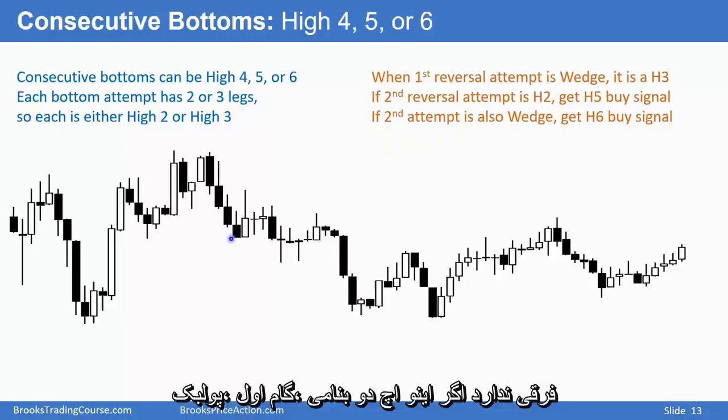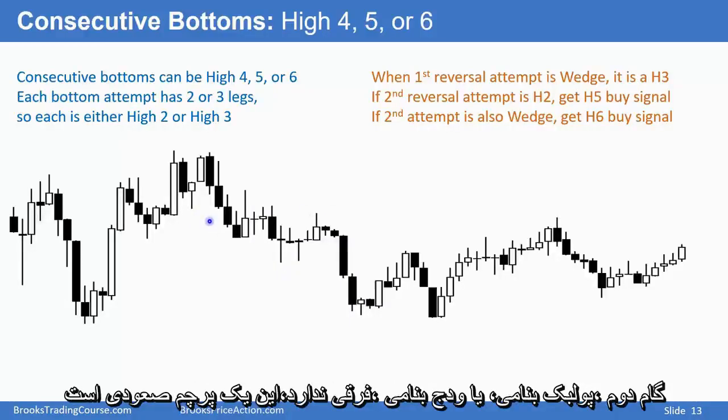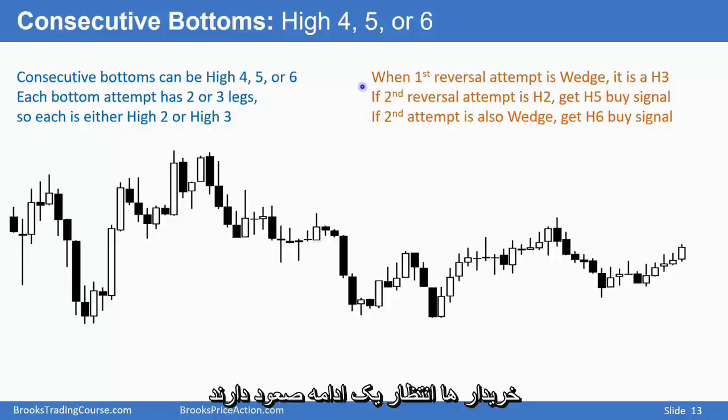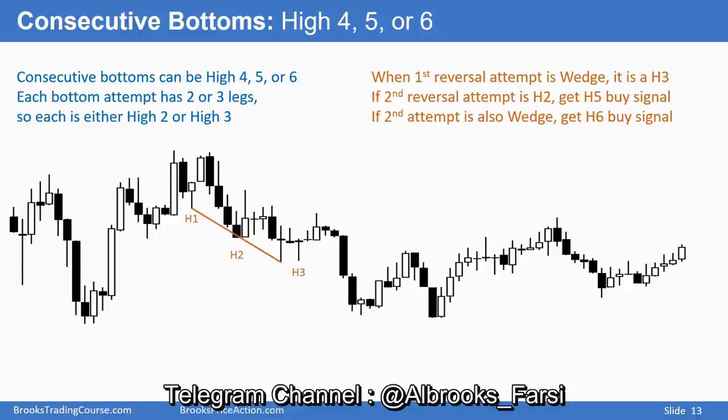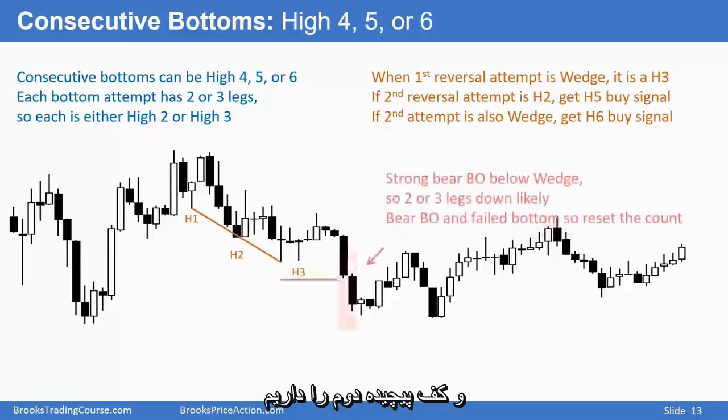Doesn't matter, you can call this a high 2, leg 1 pullback, leg 2 pullback. You can call it a wedge. Doesn't matter. It's an attempt at a bottom, a bull flag. The bulls expected a resumption up. Instead, they got a bear breakout. And then we have a second complex bottom.